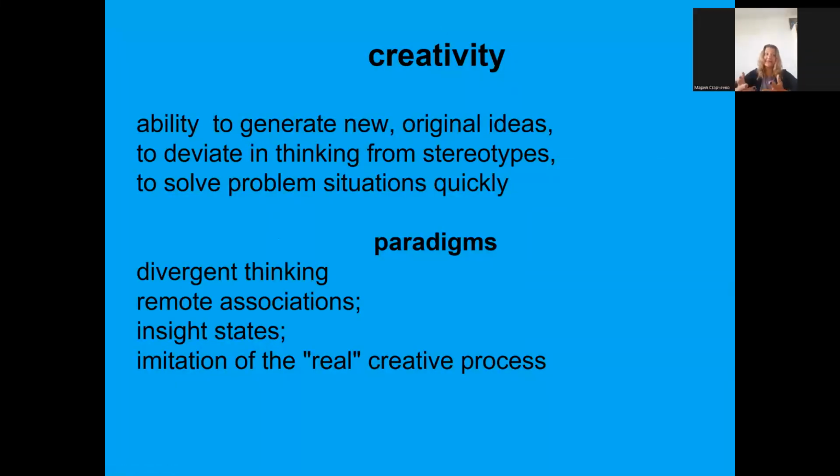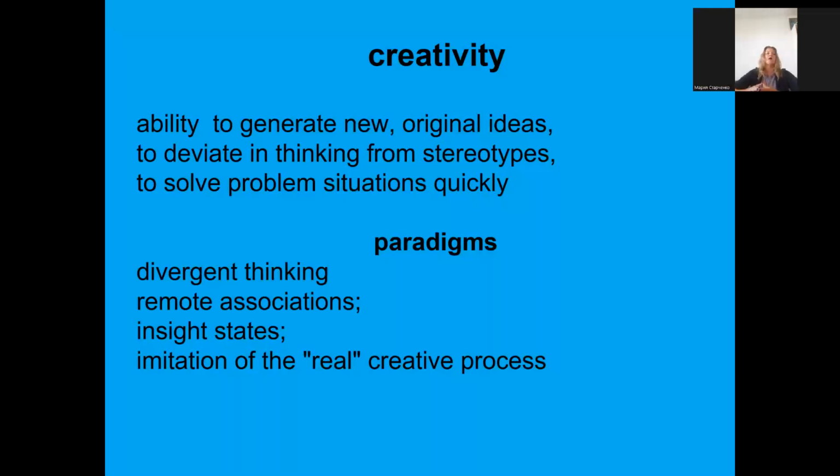Thank you. Let's start looking at the neurophysiological correlates of altered state of consciousness through my favorite subject, creativity. Creativity can be generally considered as the ability of an individual to generate new, original ideas, to deviate in thinking from stereotypes and traditional patterns and schemes, and to solve problem situations quickly. Nowadays, the study of brain organization of creativity is one of the priorities of modern psychophysiology. The following paradigms are actively used.